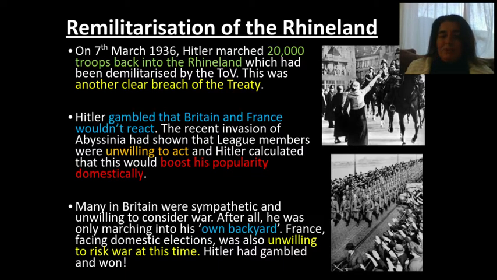Many in Britain were sympathetic and unwilling to consider war. After all, he was only marching into his own backyard, his own territory. France, facing domestic elections, was also unwilling to risk war at this time. Hitler had gambled, and this was a success.